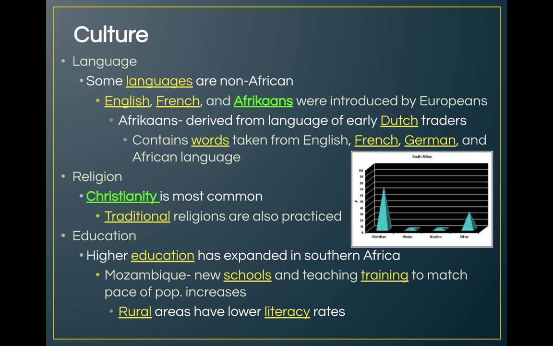As far as religion goes, it's pretty much Christianity. But there are some traditional religions that are practiced. We can see on this graph here, there's Christianity, and then very small Hindu, very small Muslim, and other would be more indigenous religions. And then as far as education, higher education has actually expanded in Southern Africa. In particular, South Africa has pretty good schools. Mozambique, there's new schools and teacher training to match the pace of the population increases. So they're trying to train more and more teachers. And just like in most countries, the rural areas actually have lower literacy rates than those in the cities. But that's true in most of the world.